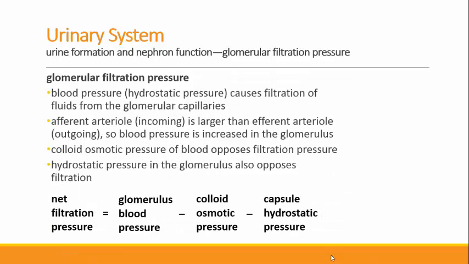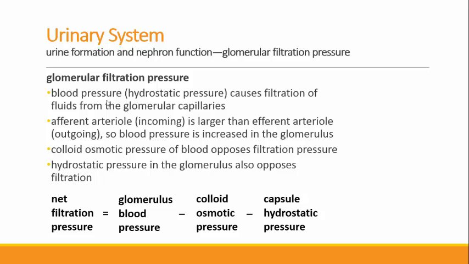So where does the blood pressure, or that filtration pressure, come from? As we said, blood pressure is the primary source of the hydrostatic pressure that causes filtration to occur there at the glomerulus. So how do we do this? The afferent arteriole, the one coming into the glomerulus, is larger in diameter than the outgoing or efferent arteriole.